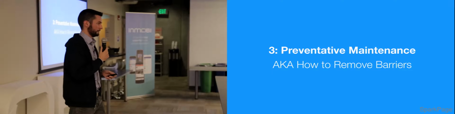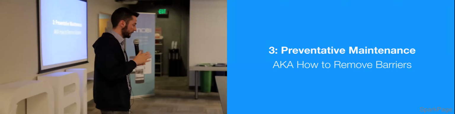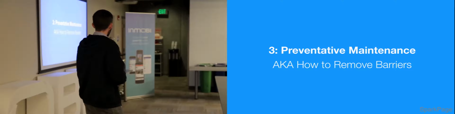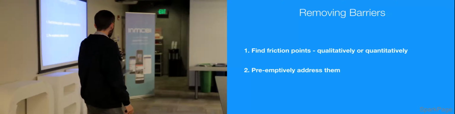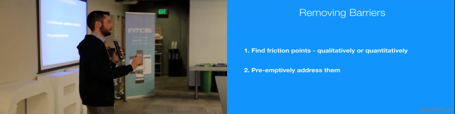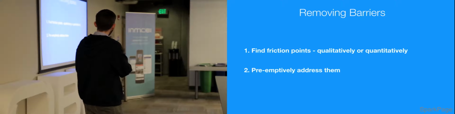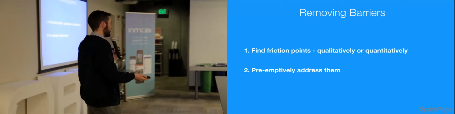Preventative maintenance is another really important part. After you think about what is motivating to users, why they are signing up, you can start to look at removing barriers. That looks like thinking, if somebody is motivated and trying to get through the onboarding process of our product, what could possibly be getting in the way? What are the friction points here? So identify the friction points and then preemptively address them.